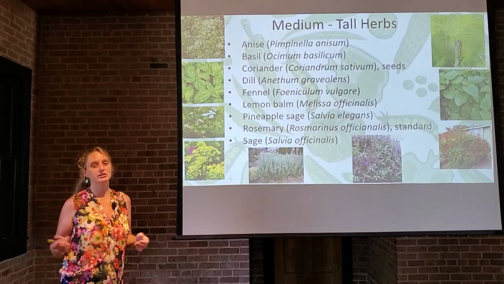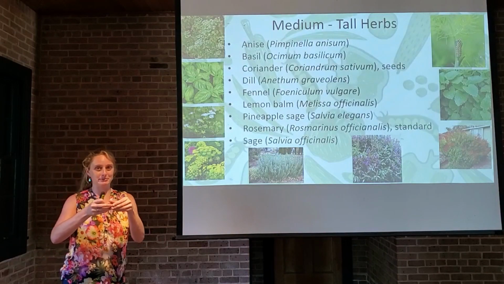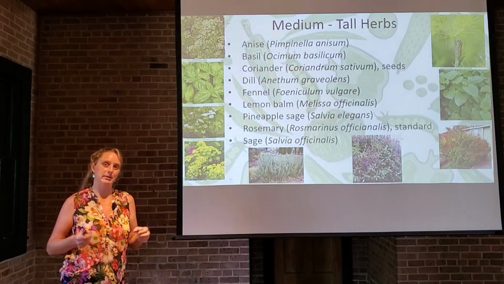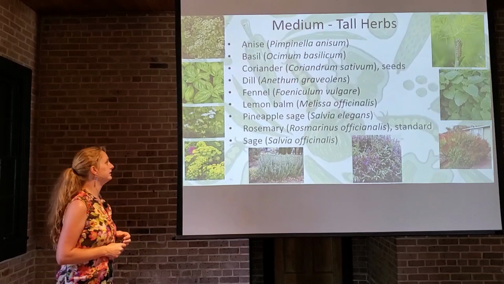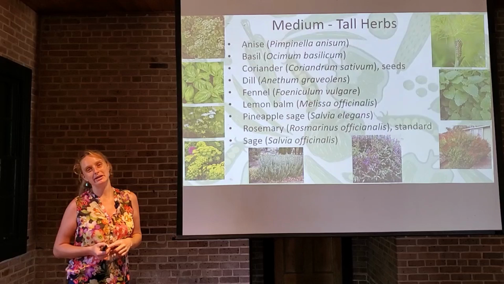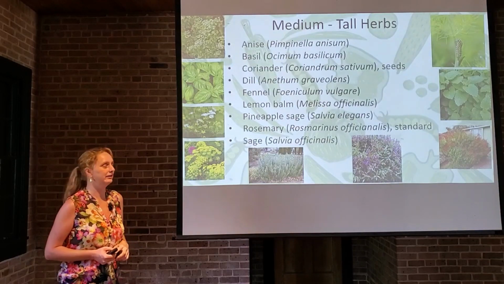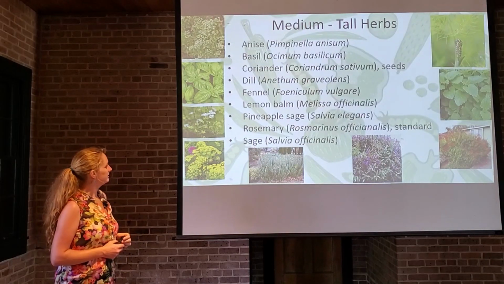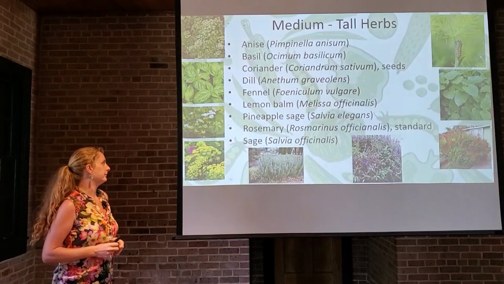Now, dill and fennel look pretty similar in the garden, but fennel, remember, makes that bulb at the bottom, and that's what we cook with sometimes. And then there's that black swallowtail caterpillar in the upper right-hand corner hosting on that fennel. Lemon balm is another one. That's a great aromatic herb.